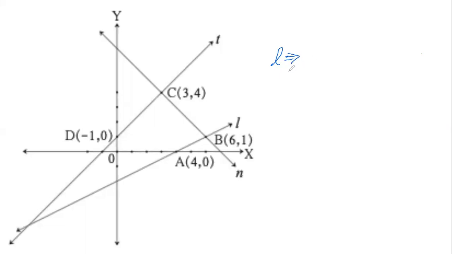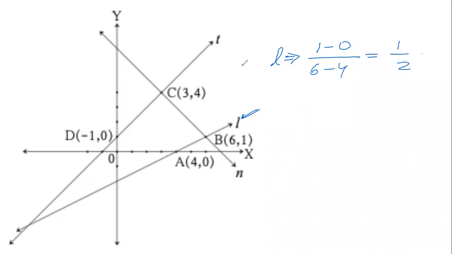Remember, the order of the points doesn't matter. We have already seen that when we were understanding the mathematical basis of slope. When we consider the line L, the points that we can consider are A and B. Because the coordinates of B are bigger, let us take the coordinates of B as the second coordinates. So we write 1 minus 0, that is y2 minus y1, by 6 minus 4, x2 minus x1. So we get 1 by 2. Slope of L is 1 by 2.